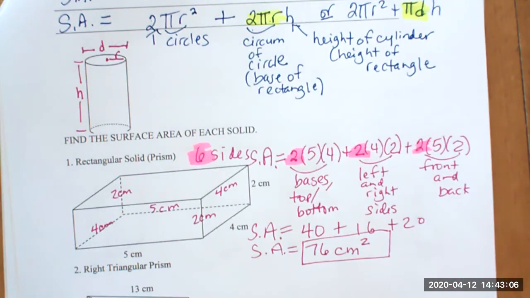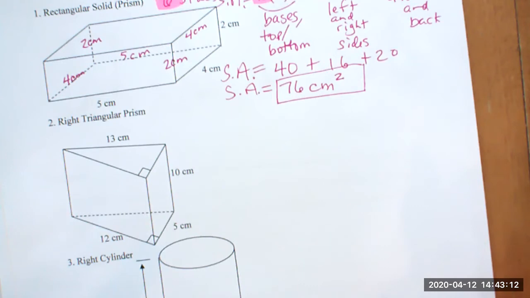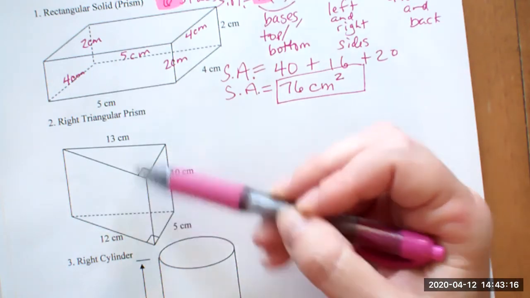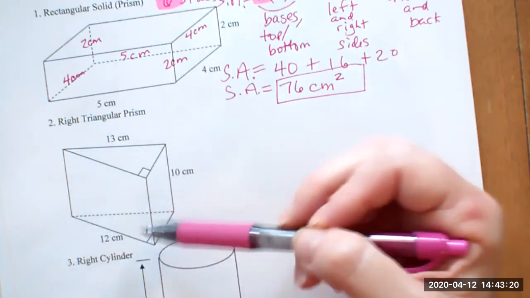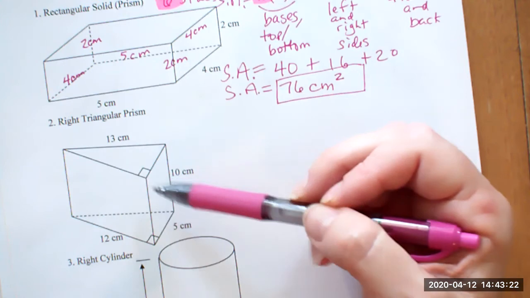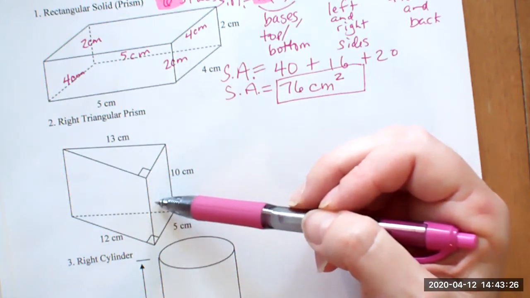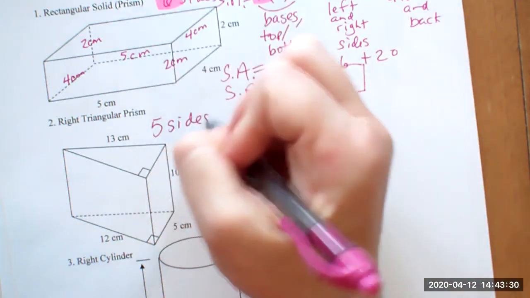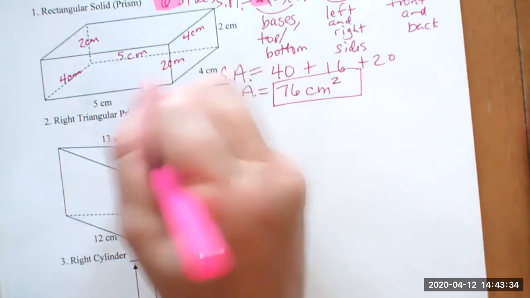Okay. All right, let's look at the right triangular prism. Okay, and let's count sides here. Altogether, we've got a base on the top and the bottom. That's 2 sides. We have a front, we have the back, and we have the right side. Okay, so altogether there, we have 5 sides. So make sure that you end up with 5 sides.